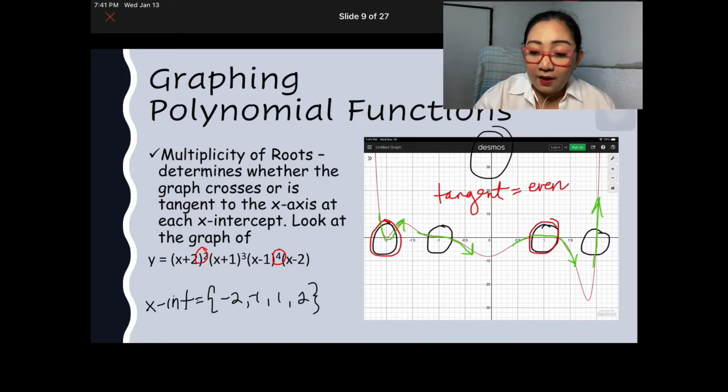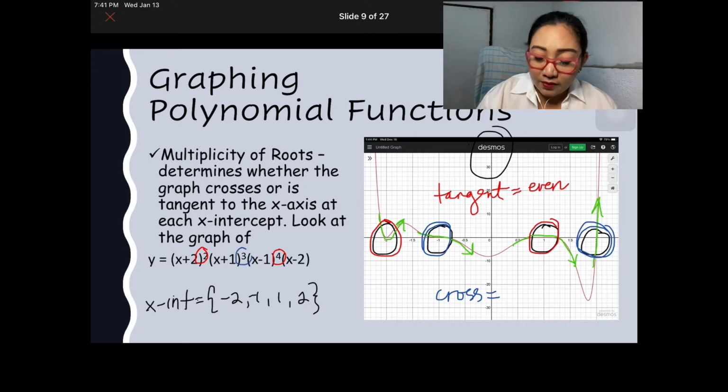Okay? And then, if you notice, yung mga nag-cross naman po, or yung tumagos sa ating x-axis, yan naman po ay odd ang kanyang exponent. So, ang tawag naman po natin dyan ay cross. And you equate that with an odd degree.